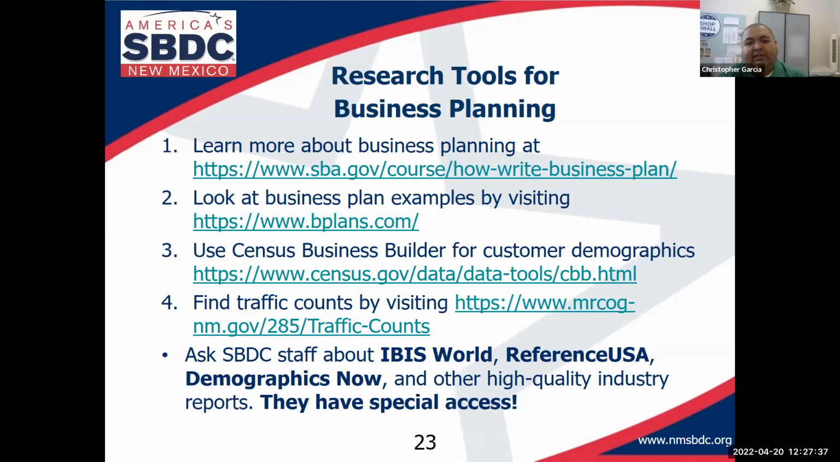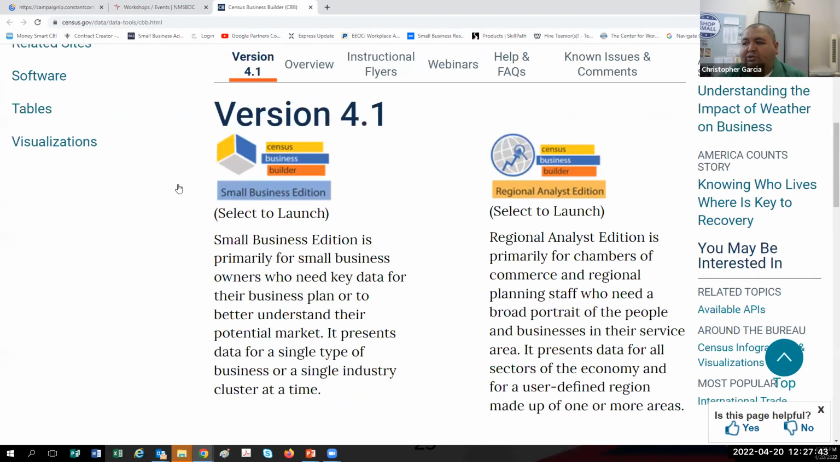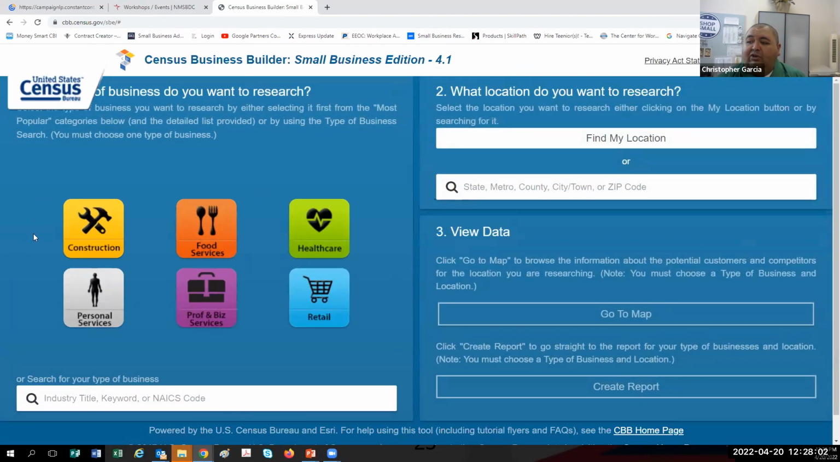So I want to demonstrate Census Business Builder for you because it's such a great tool. I have to show it to you. And there's two types. There's the small business edition and there's the regional analyst edition. If you're in a big city with multiple zip codes like Albuquerque, Santa Fe, the regional analyst edition would be the best bet for you. I'm going to show everybody the small business edition because most of us are in other parts of New Mexico. This database is organized by NAICS codes.